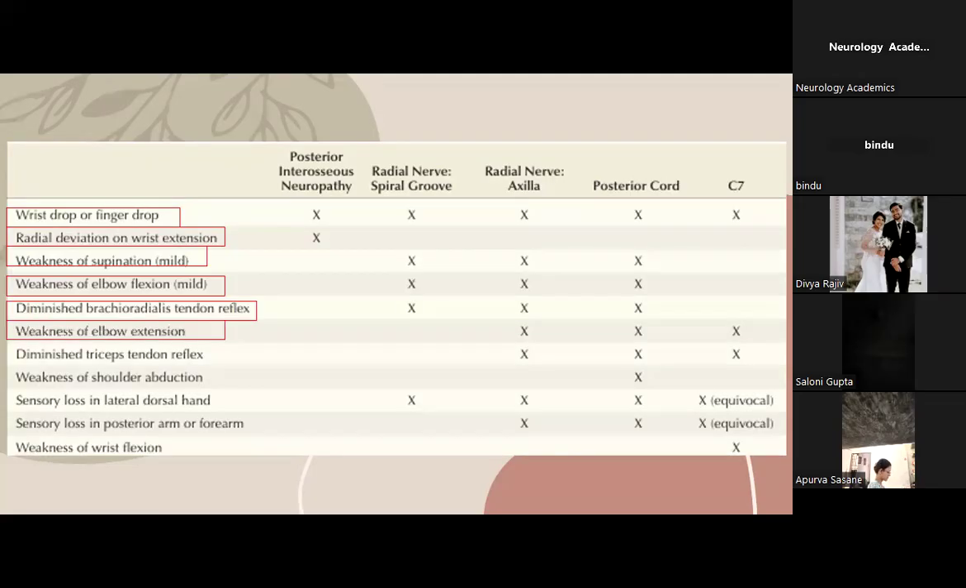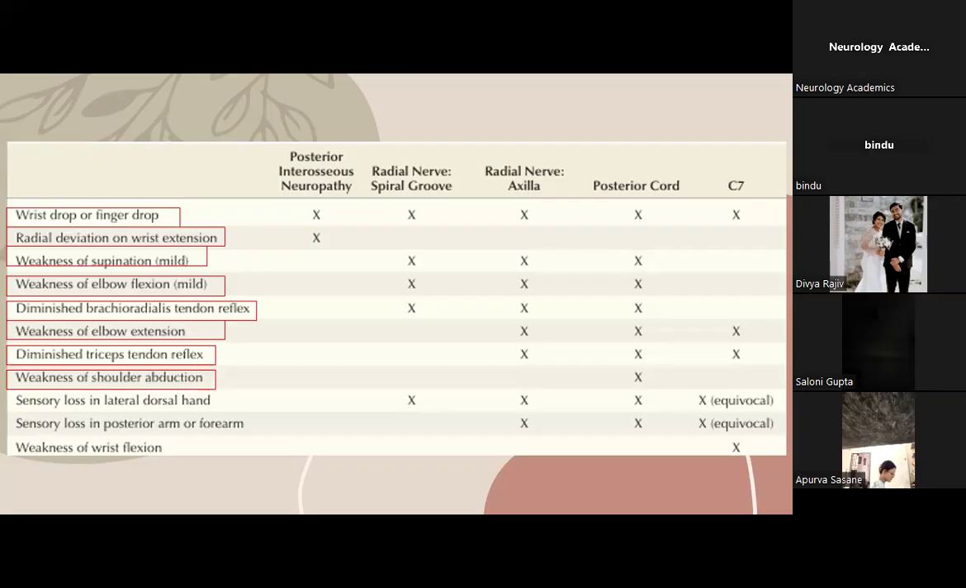In the case of a radial neuropathy at the axilla, there will additionally be weakness of elbow extension because of involvement of the muscular branches to the triceps. They are given above the level of the spiral groove. And also there will be a diminished triceps tendon jerk.